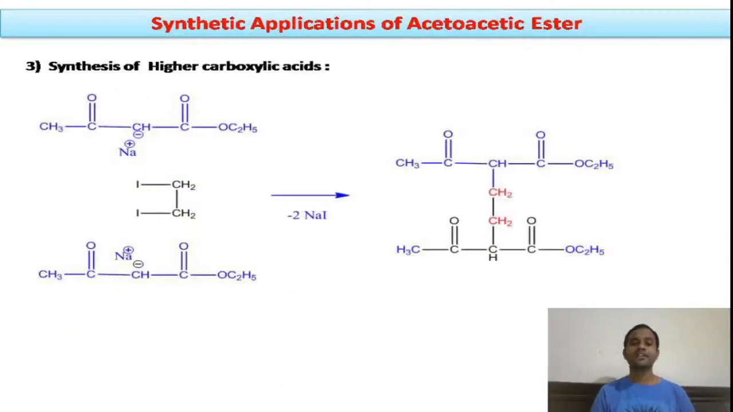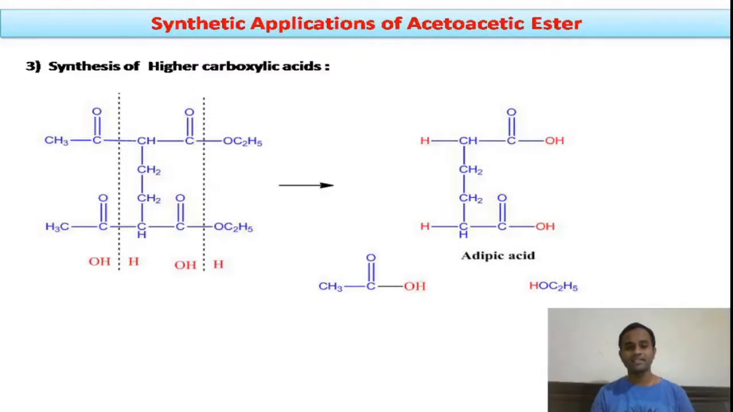Similarly, we can also synthesize the higher dicarboxylic acids, right? How to prepare the higher dicarboxylic acids? When 2 moles of carbanion of the acetoacetic ester upon alkylation with this dimethylene iodide, we will get this product, right? This product on acid hydrolysis, we will get the higher dicarboxylic acid, that is adipic acid.